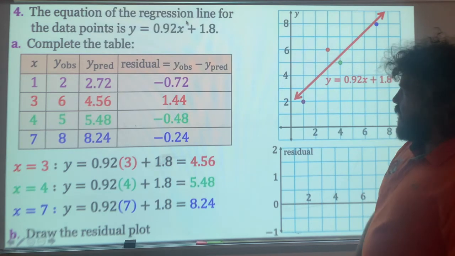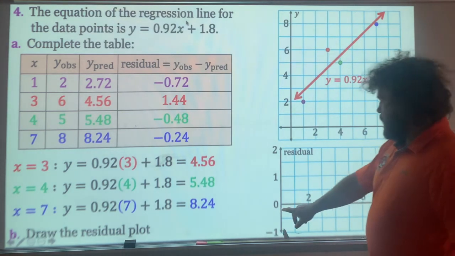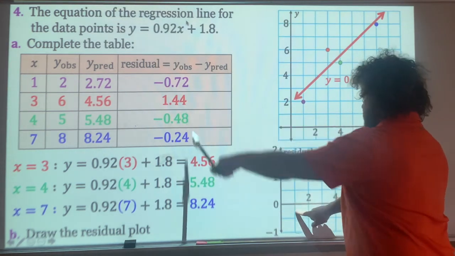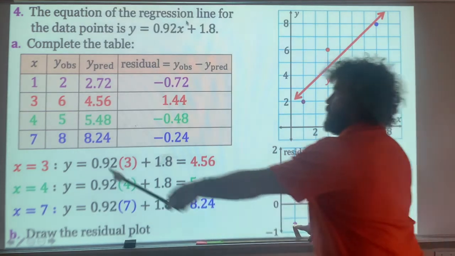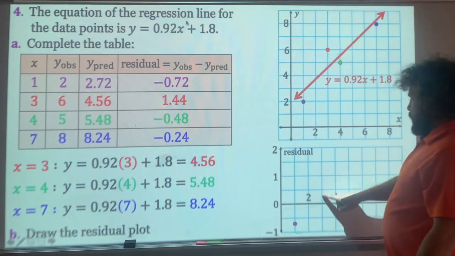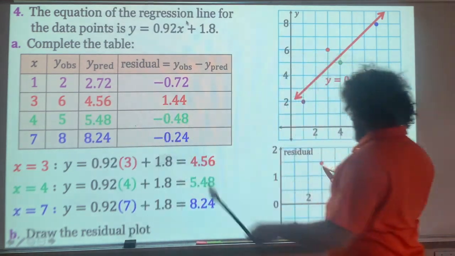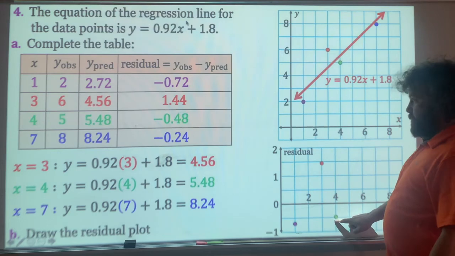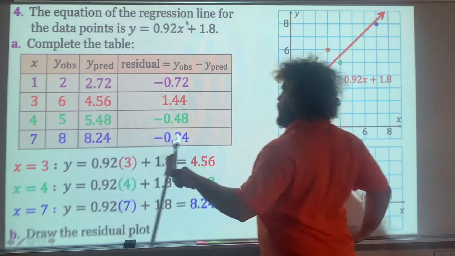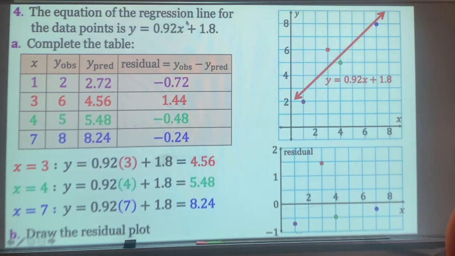All right, now the way to graph this is, on the residual plot, I'm going to go 1 over, 0.72 down. I'm going to go 3 over, 1.44 up. I am going to go 4 over, 0.48 down. I'm going to go 7 over, 0.24 down. So these are my points. Now, this doesn't show any clear pattern, so this is a very good residual plot. It means that my graph probably is going to be linear. All right?